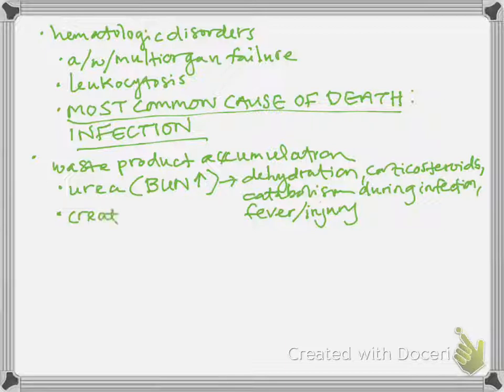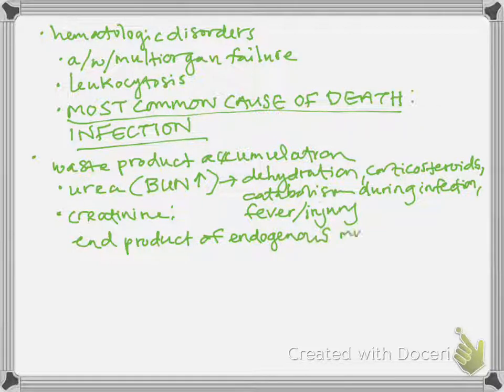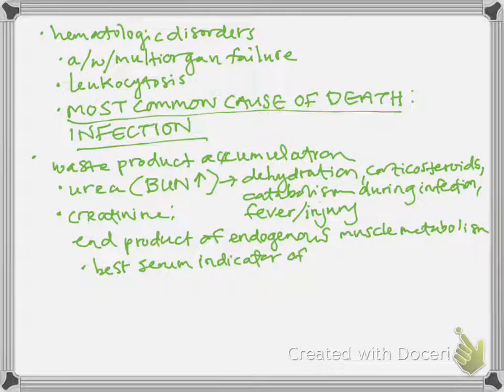With creatinine, like I said, this is an end product of endogenous, meaning inside the body, protein or muscle metabolism. So it's relatively constant, and this is going to be the best serum indicator. According to your med-surg book, it is the best serum indicator of AKI because it's not significantly altered by any other factors.